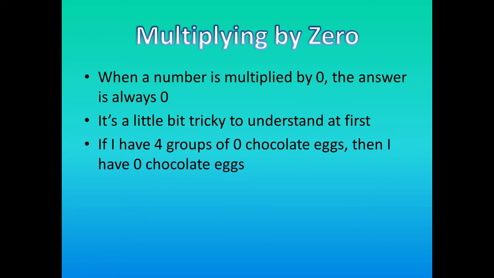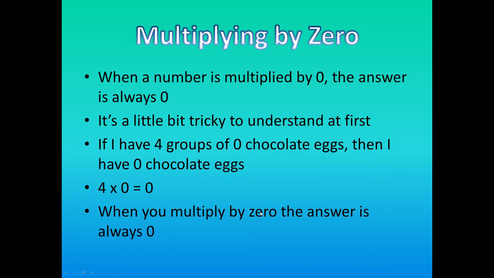let's say I have 4 groups of 0 chocolate eggs. That means I have 0 chocolate eggs altogether, because there's 4 groups, but no chocolate eggs in each group, and that just means I have a total of 0 eggs. So the equation that represents this is 4 times 0 equals 0, or 4 multiplied by 0 equals 0. 4 times 0 equals 0. And the rule again is just when you multiply by 0, the answer is always going to be 0.